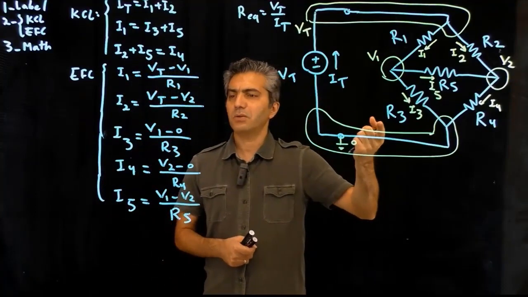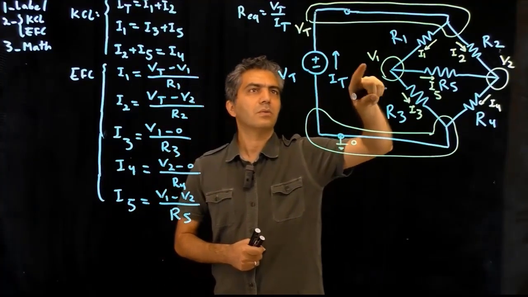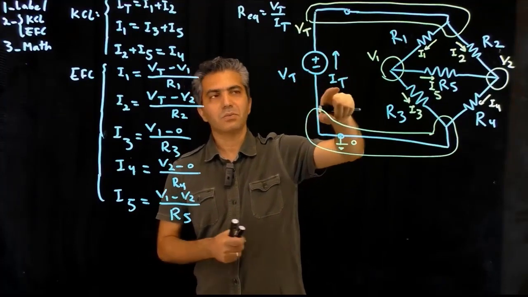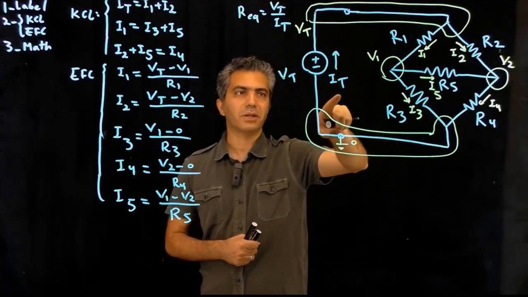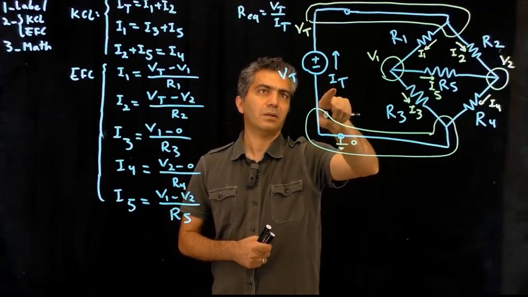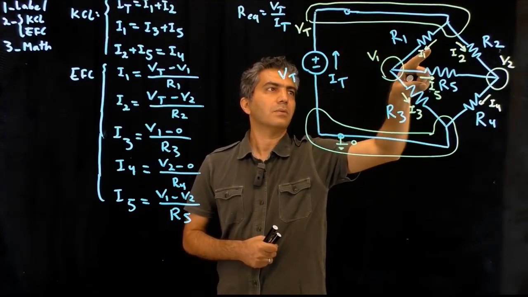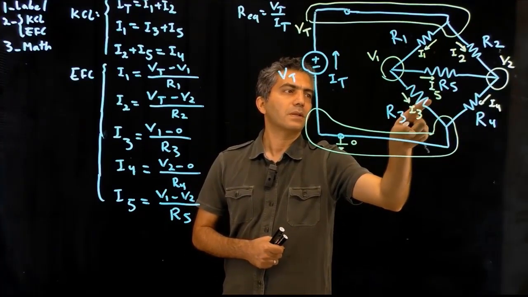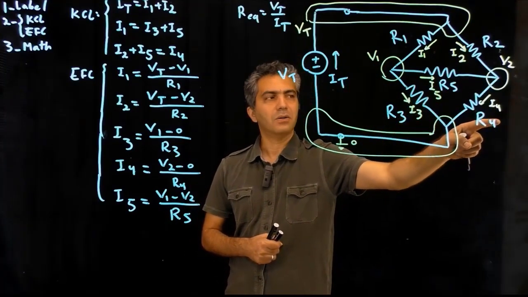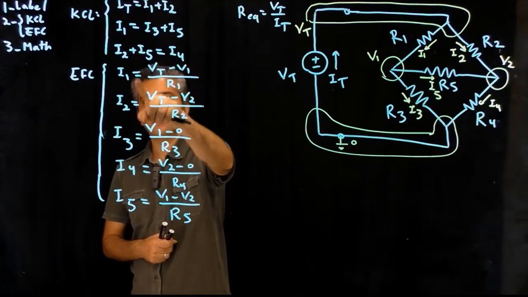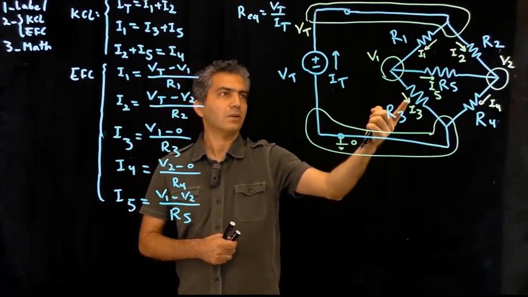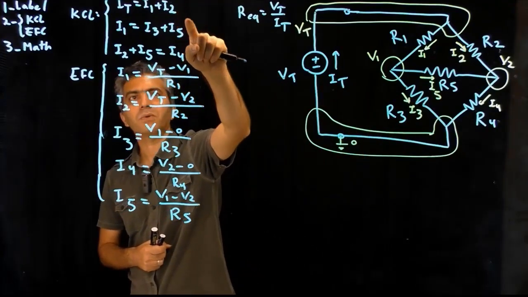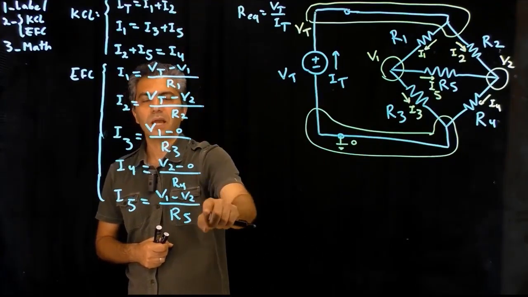Let's count the number of unknowns that I have in the circuit. Assuming that VT is known, because one of them has to be known and then the other one would be calculated, I have 1 IT, and then 2, 3, 4, 5, 6, 7, 8 unknowns, which include 6 currents and 2 voltages. And then here I have 1, 2, 3, 4, 5, 6, 7, 8 equations.